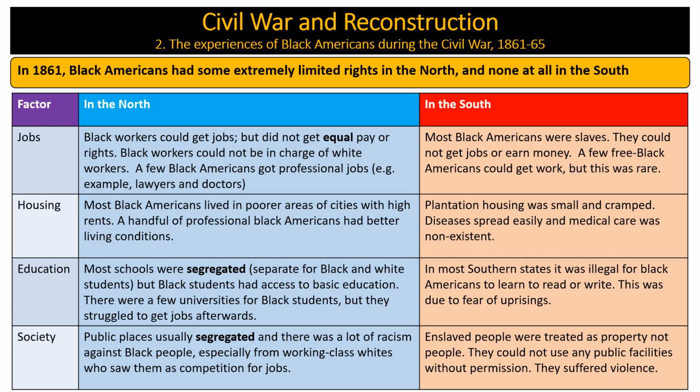In terms of the South, most black Americans are slaves. They can't get jobs or earn money. There are a few free black Americans in the South that could get work, but that was quite rare. In terms of housing, this is housing on the plantations. It's small, it's cramped, diseases spread easily, and medical care is non-existent. In most southern states, it's actually illegal for black Americans to learn to read or write. This was due to fears of uprisings. And in terms of society, enslaved people were treated as property rather than people, and they could not use any public facilities without permission.